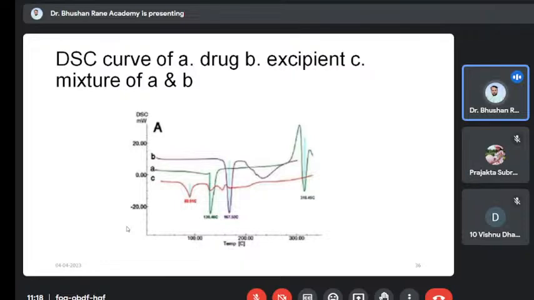That is the excipient, and C is for the mixture of A and B. So just understand, the peaks are for A, B, and C. There are slight changes in the melting point, so there may be interactions.